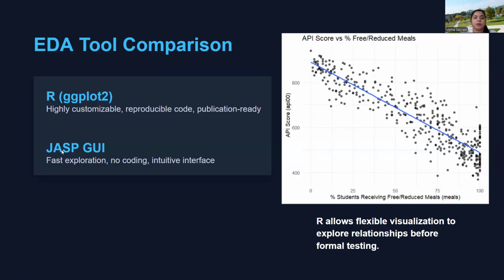This scatter plot, also created in R, shows the relationship between academic performance and socioeconomic status measured by the percentage of students receiving free or reduced price meals. We can clearly see that as economic disadvantage increases, academic performance tends to decrease. R is very useful at this stage because it allows flexible and clear visualization that helps identify patterns early in the analysis.